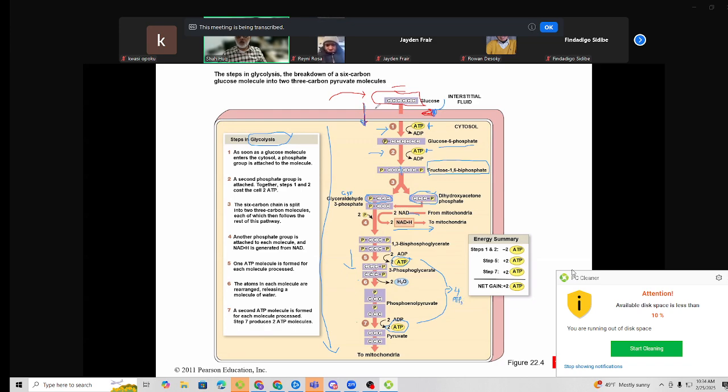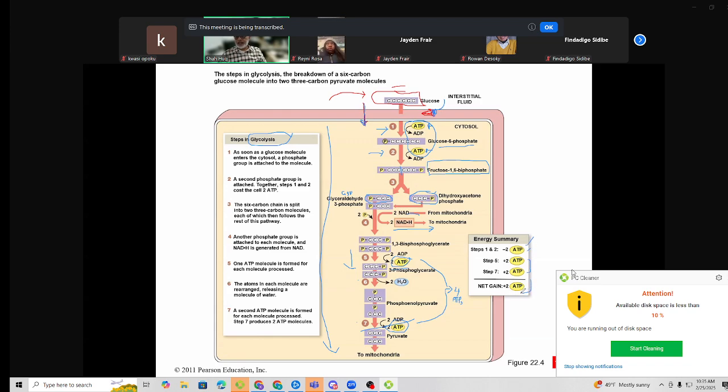But in the whole process, we also consumed 2 ATPs. Step 1 to 2, we use 2 ATP. That's minus. Step 5 and 6, we use 2 ATP too. So in total, we made 4 ATPs, but we used up 2 ATPs.